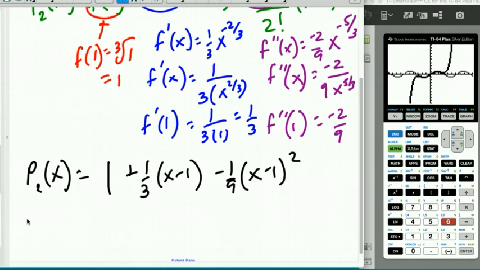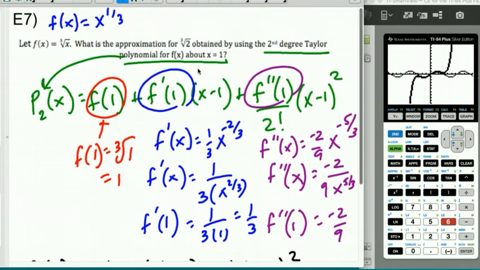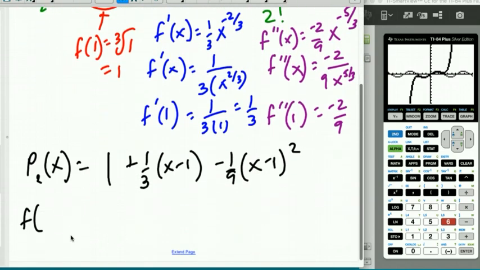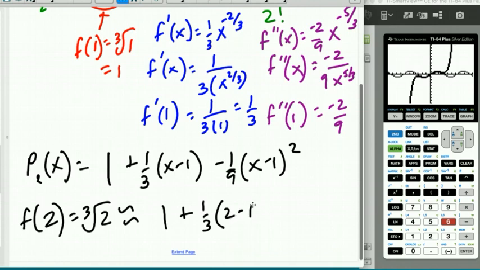Great. I'm then asked to approximate f of 2, right? Because the cube root of 2. So f of 2, which is the cube root of 2, is approximately 1 plus 1/3 (2 minus 1) plus this negative 1/9 times (2 minus 1) squared.